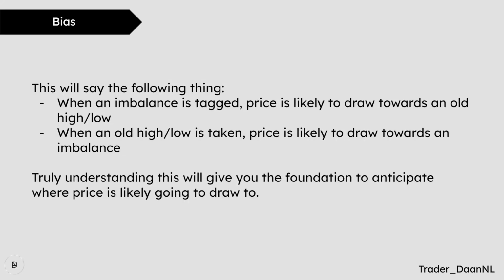Knowing that price does these 2 things, we'll say the following. So when an imbalance is tagged, price is likely to draw towards an old high or low. Or when an old high or low is taken, price is likely to draw towards an imbalance. Truly understanding this will give you the foundation to anticipate where price is likely going to draw to.